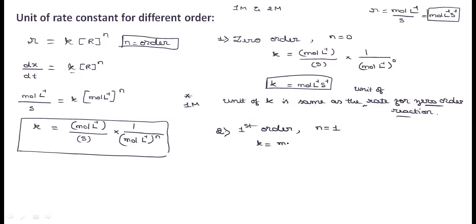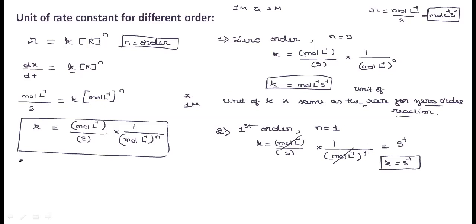K is equal to mole per liter divided by second, into 1 divided by mole per liter power 1. Now this and this will be cancelled. So hence the unit is second inverse. So hence the unit of K for first order reaction is second inverse, or per second.